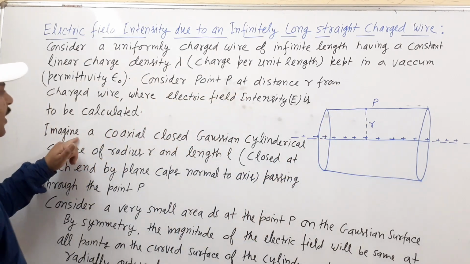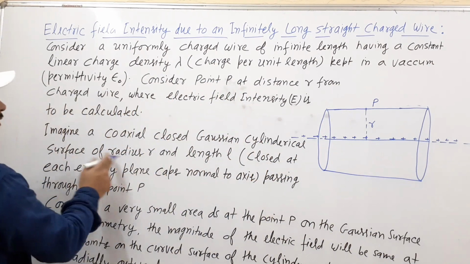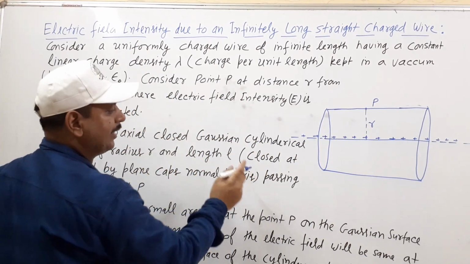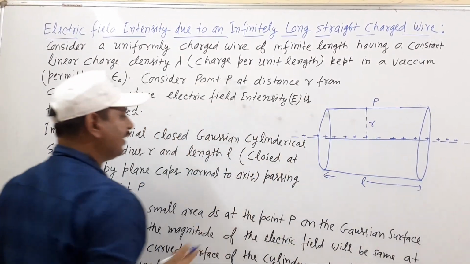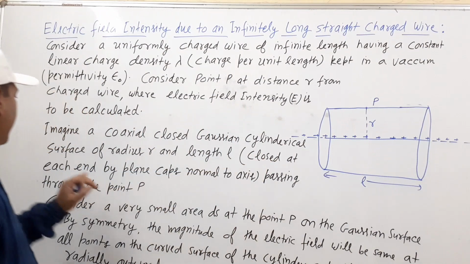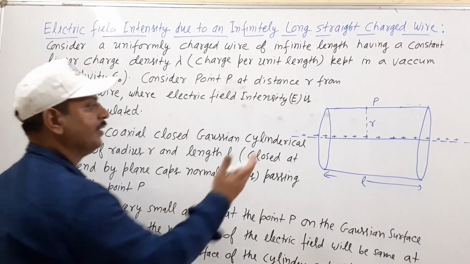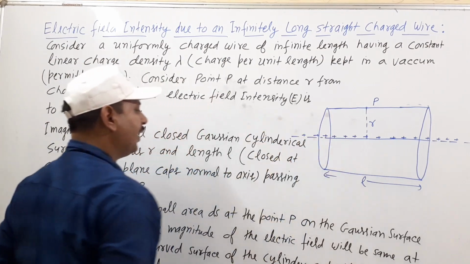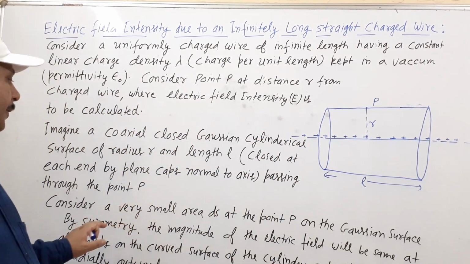So see here, imagine a coaxial closed Gaussian cylindrical surface of radius r, length I have taken L, radius is r, closed at each end by plane caps normal to the axis. This plane cap is normal to the axis passing through the point P.